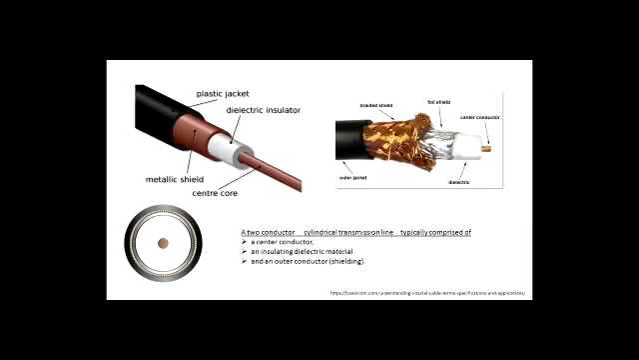A coaxial cable is a two-conductor cylindrical transmission line, typically comprised of a center conductor, an insulating dielectric material, which is an insulator, and an outer conductor shielding, and an outer jacket as well.